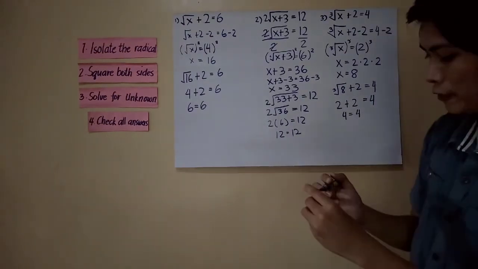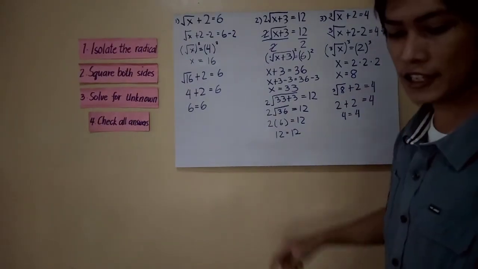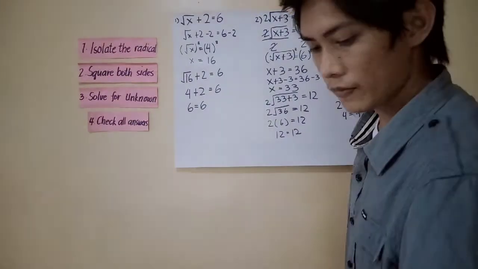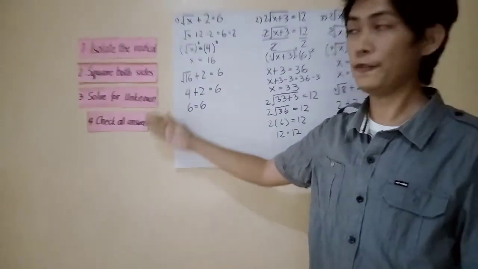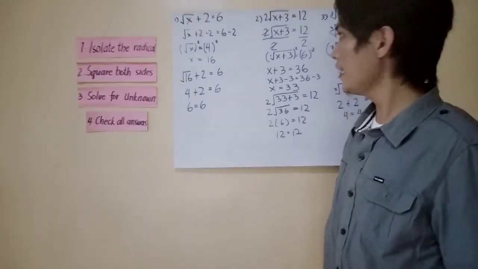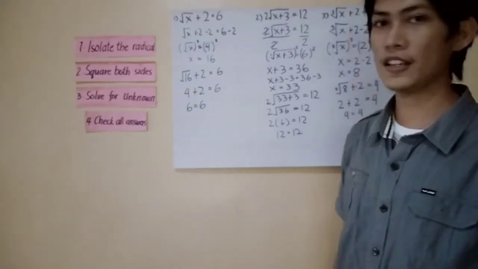Now we've confirmed that the value we found, 8, is actually true. So using these methods, using the 4-step method, you can always find and solve any radical algebraic equations.